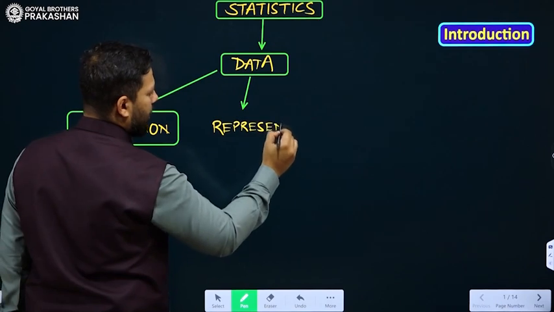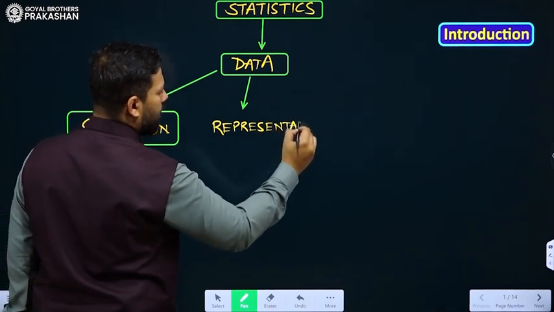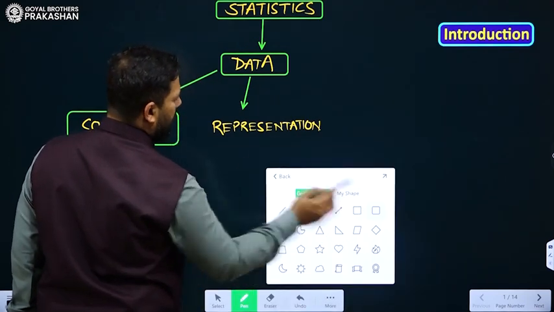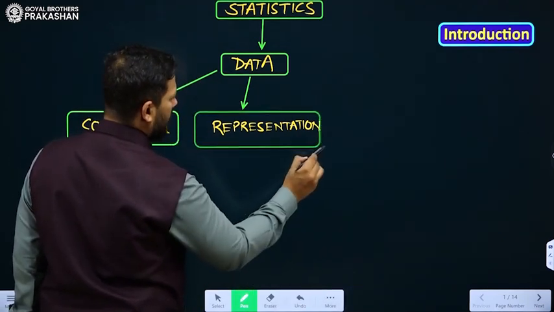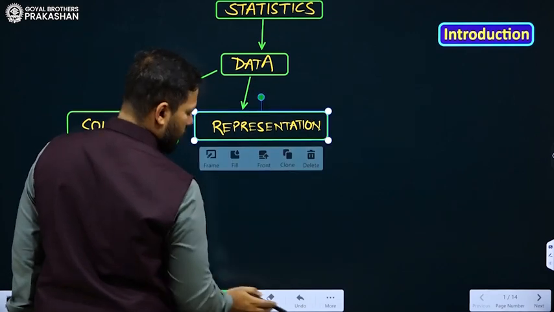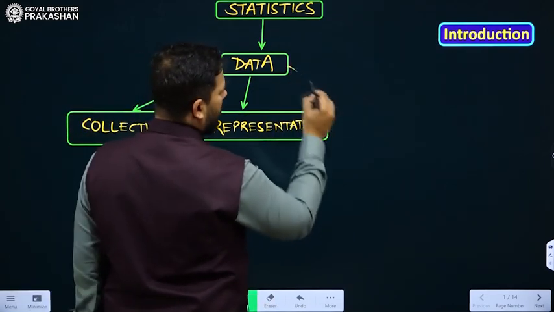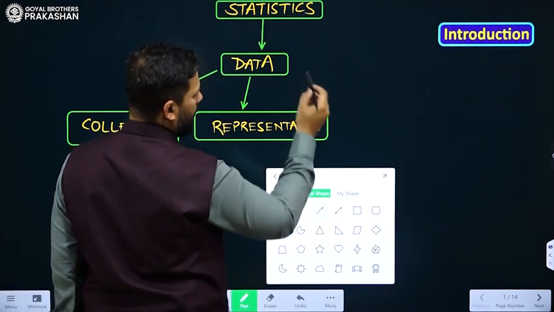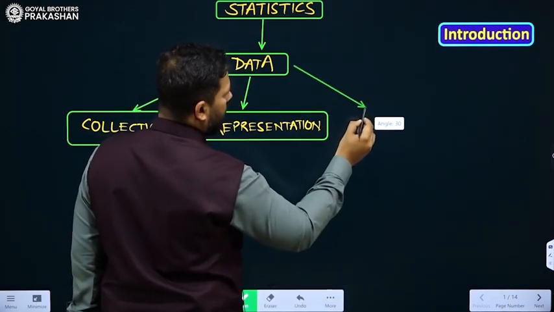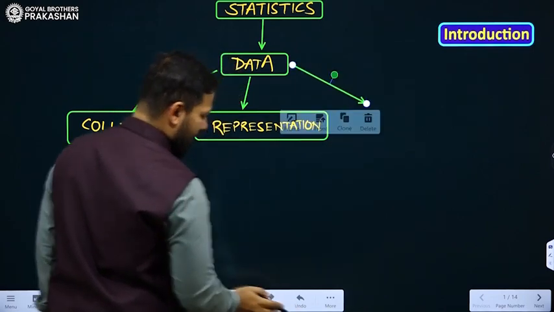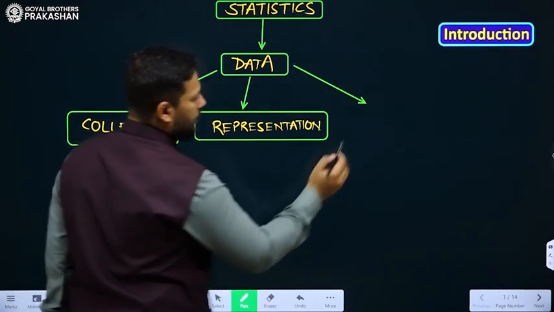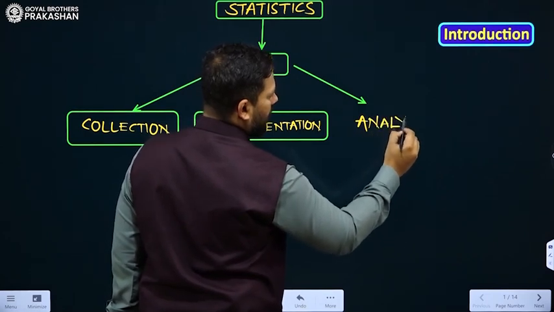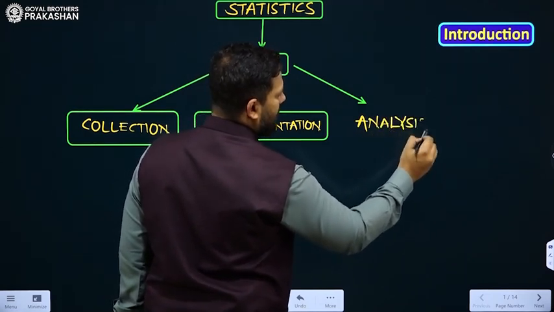So when I say representation, representation could be done in various forms that we are just going to discuss in a while. Let us just complete it. Representation. What is the next aspect? The next thing about data is analysis. We analyze the data which we have collected. So the next aspect of data is analysis.